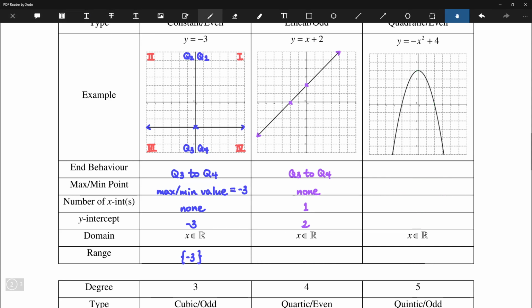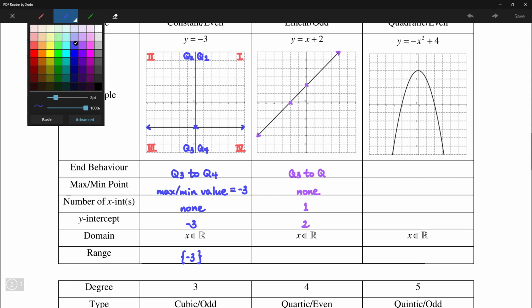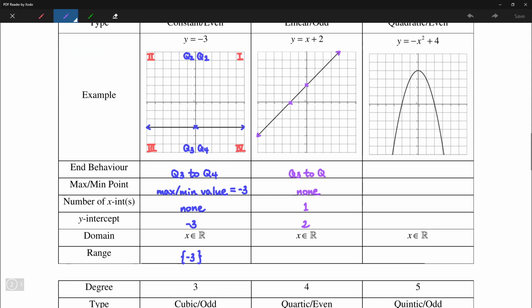Sorry about that. Uh-oh. I just deleted a bunch of stuff. Right, so let's erase this. Gonna fix that. So this is a good time to remember to save once in a while when we're working. So this is quadrant 3 to 4.